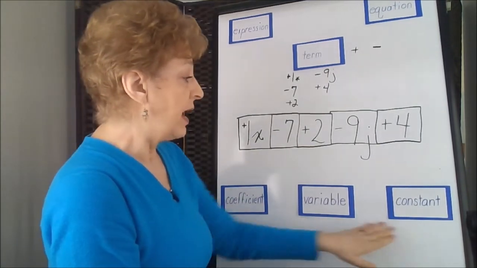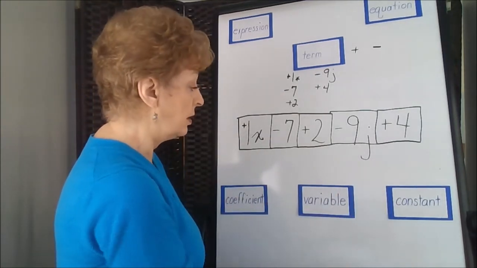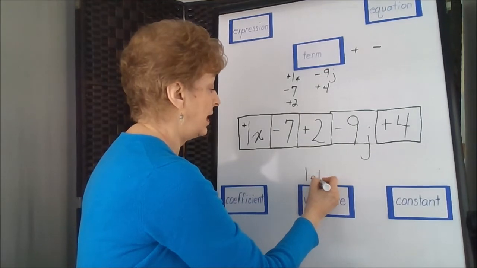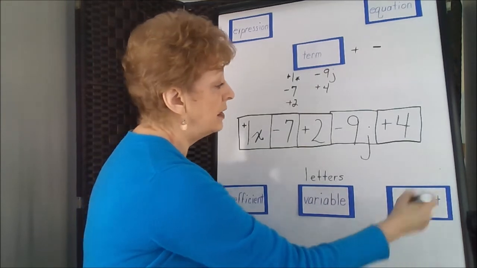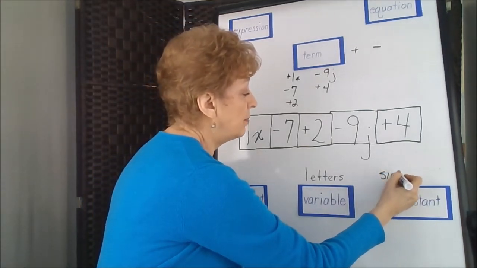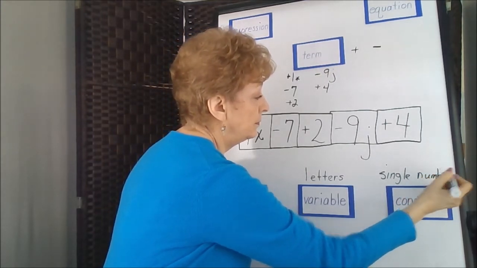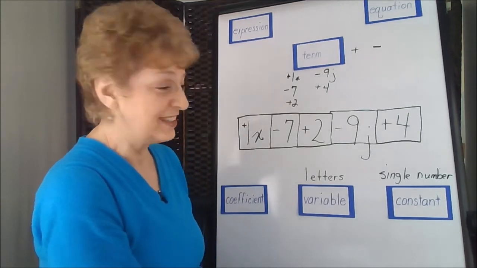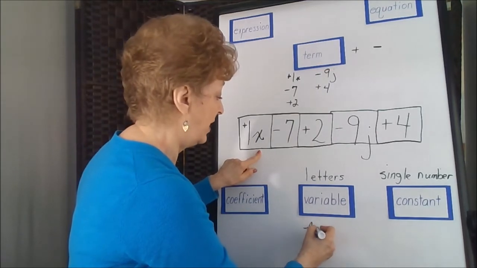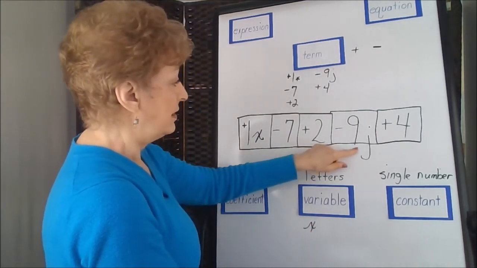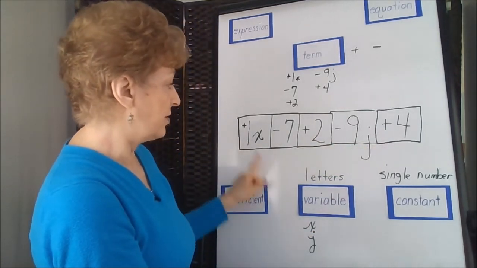Now the variable and the constant are probably the easiest to find within the polynomial, because the variable is basically the letters. They are the letters. And the constant would be just a single number. So let's look for those first. Our variables, here we have an X, that's a letter, and a J. That's all, just 2 letters in that one.